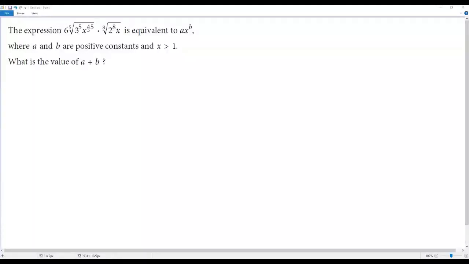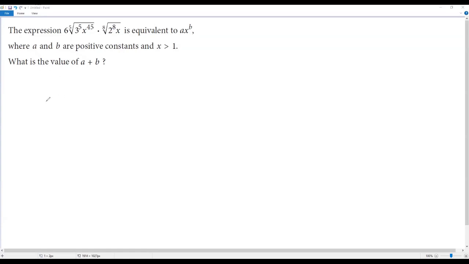Here we have a SAT math question. Okay, let's go with the information. The expression 6 times the 5th root of (3 to the 5th power times x to the power of 45) times the 8th root of (2 to the power of 8 times x) is equivalent to a times x to the power of b, where a and b are positive constants and x is greater than 1. What is the value of a plus b?